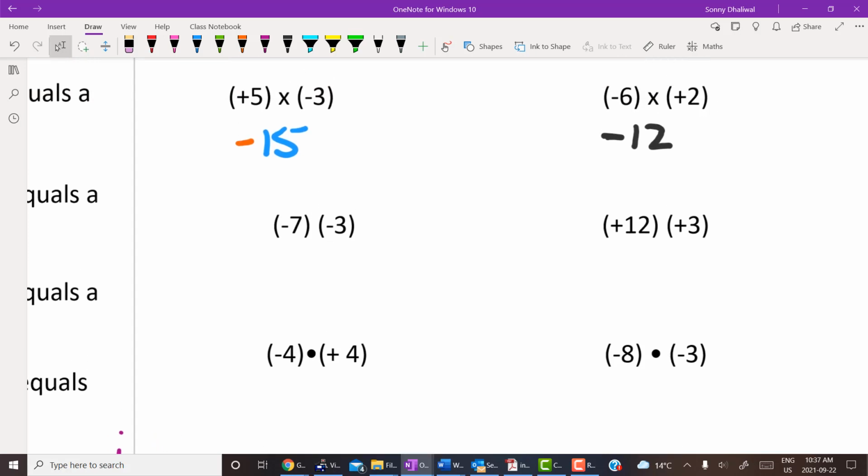So, this one right here. Thank you, Matthew. 2 negatives make a positive. 21. 7 and 3, thank you, Dallas. 21.